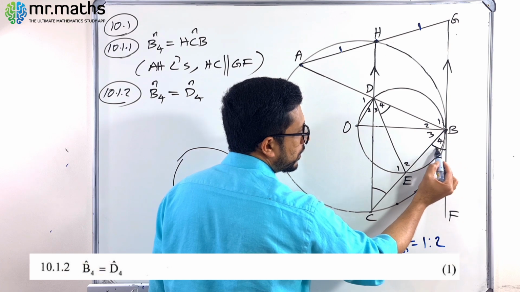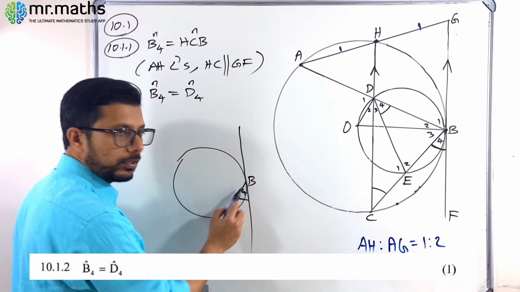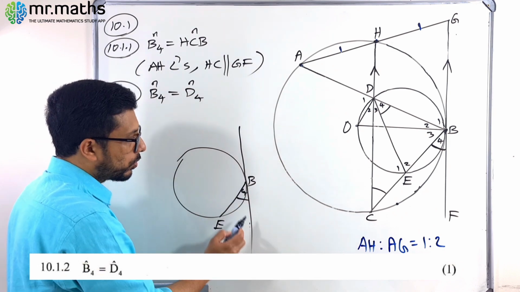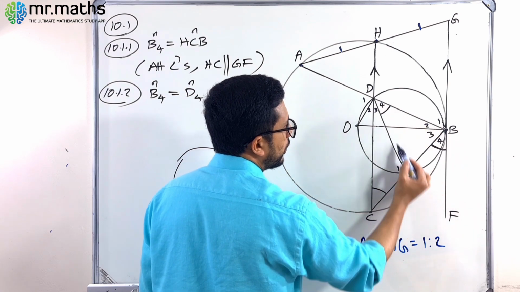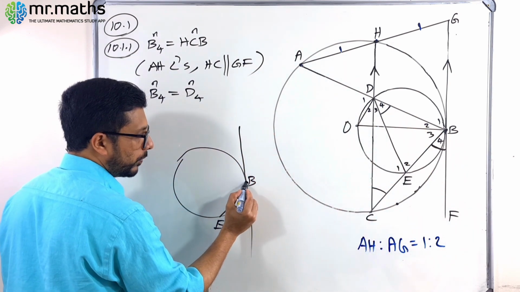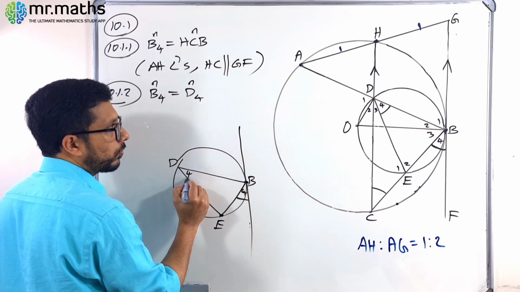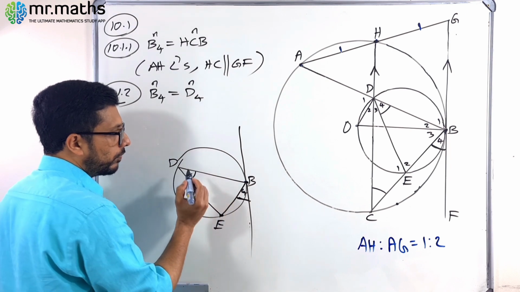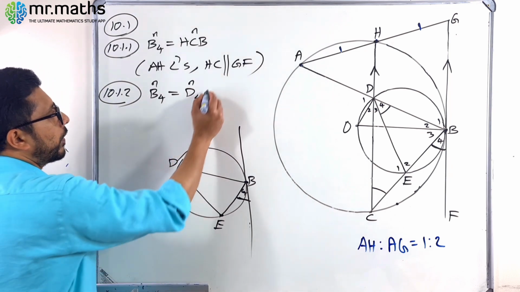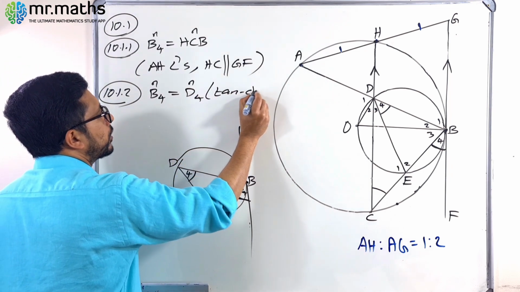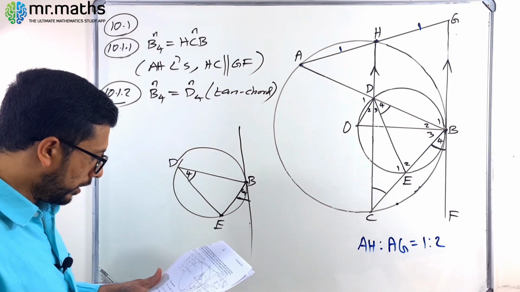So actually this B4 is the angle between this tangent and this chord BE. Now look from that point B and E, where it is leading. Can you see that D4 is from these two points? It is leading to this point D4. Am I right? So what is the name of that theorem? Tan chord theorem. Those two angles are equal. So what is the reason? Because of the tan chord theorem, those two angles are equal. So that is question number 10.1.2.